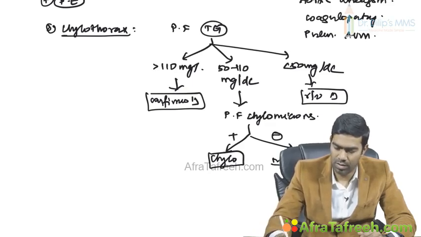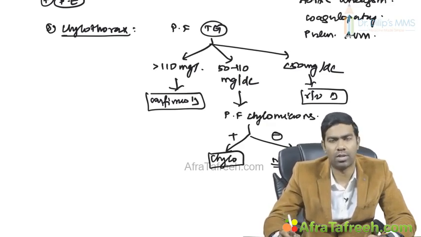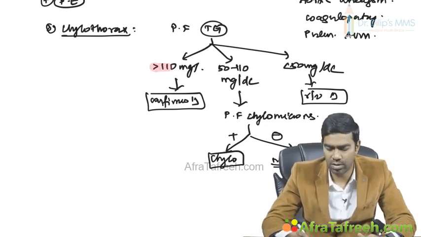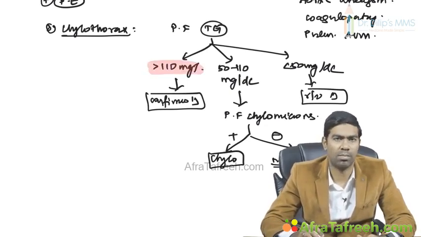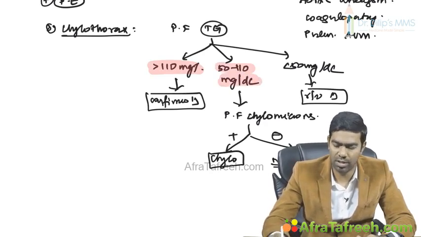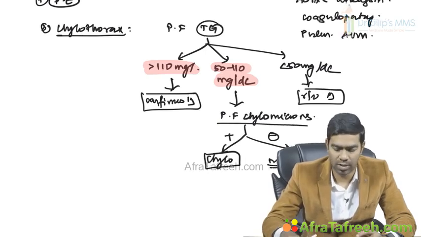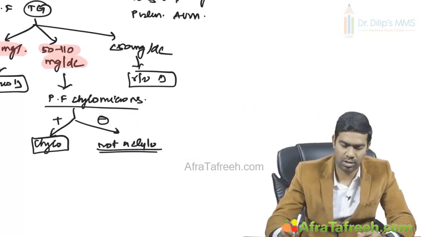Clear? So this is how we establish a diagnosis of a chylothorax. So in a simple way, how can you tell the diagnosis? The triglyceride level more than 110 milligrams per deciliter, or in the range of 50 to 110 plus the presence of pleural fluid chylomicron. So this will confirm the diagnosis of chylothorax.